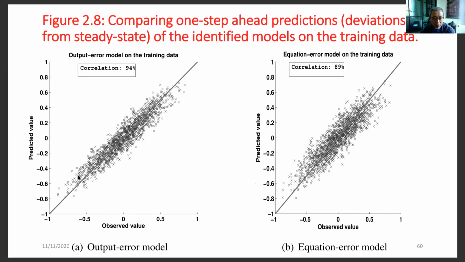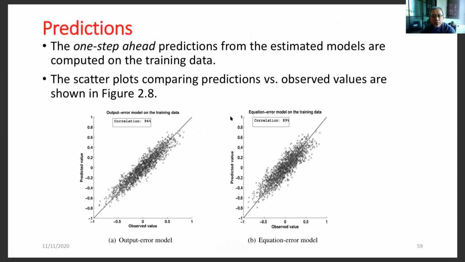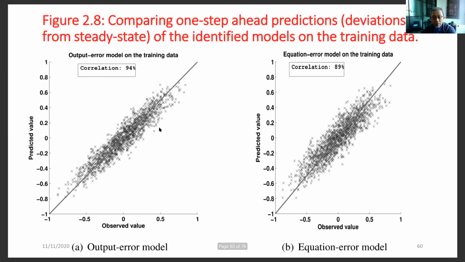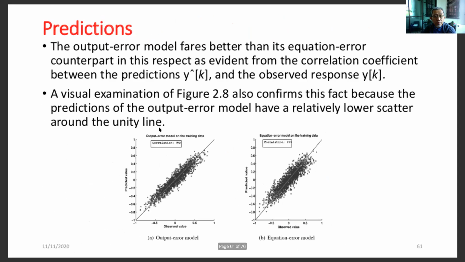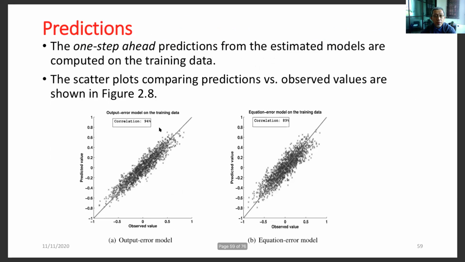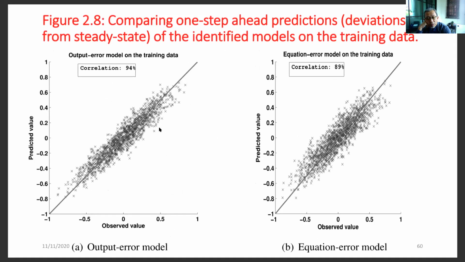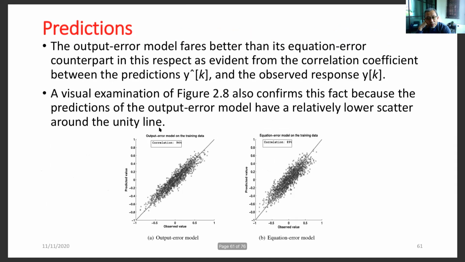There is a lot of data here, 1,500 samples. One step ahead predictions from the estimated models are computed on the training data. Then we plot the scatter plot, prediction versus observed value, prediction in estimation versus the real value. And the output error model gives better results compared to the equation error model.